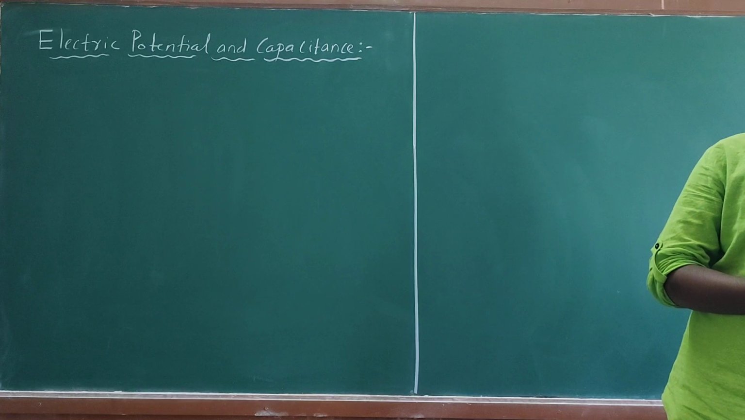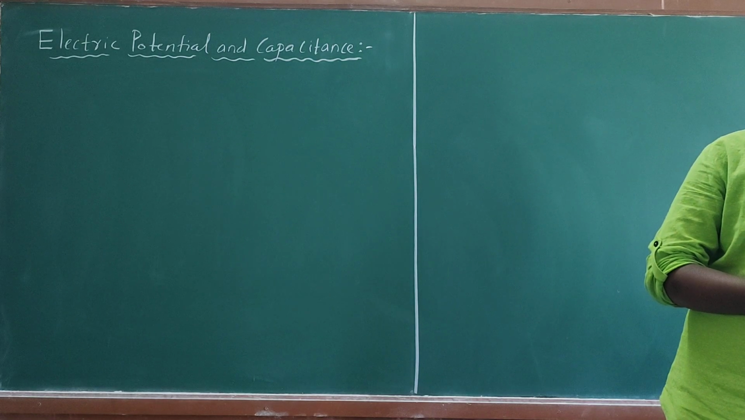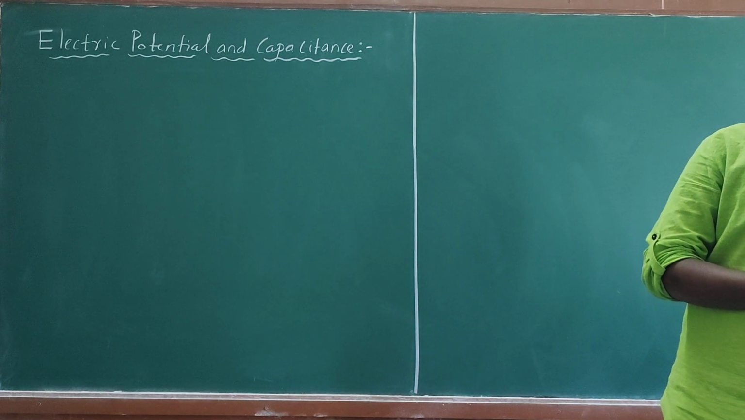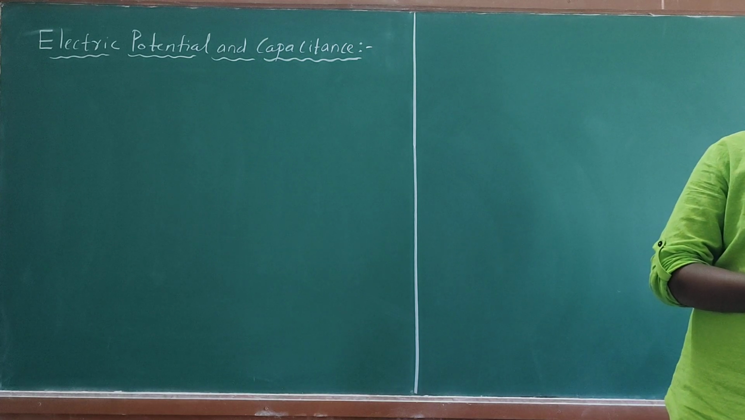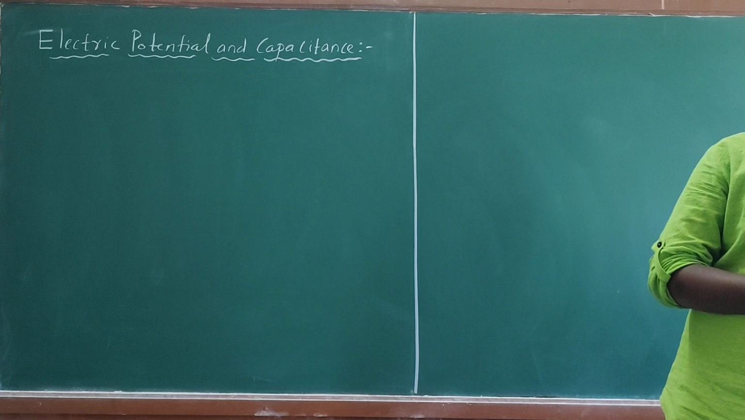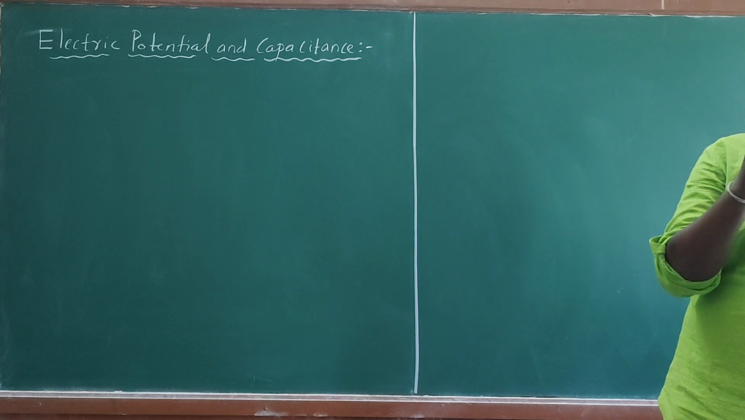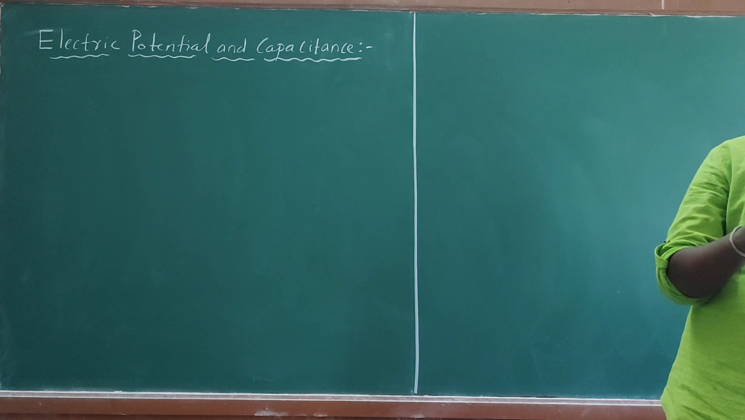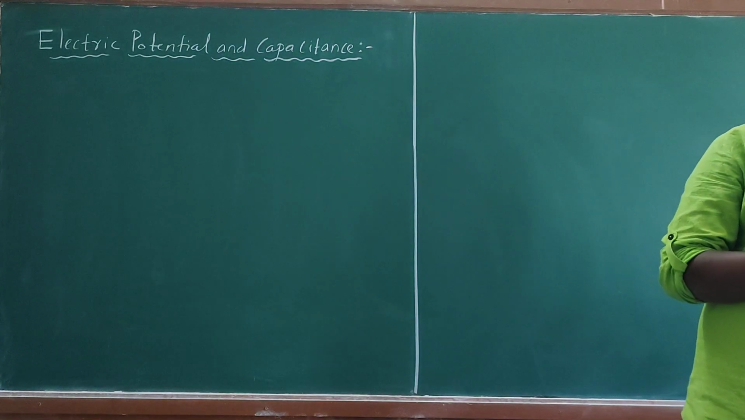We say that in the first chapter, Coulomb's law is the force between two stationary point charges. And already in the first year, we have studied the gravitational law. That is a force between two masses. So both Coulomb's law and the gravitational law are similar. They are inverse square laws. The only difference is the proportionality constant.